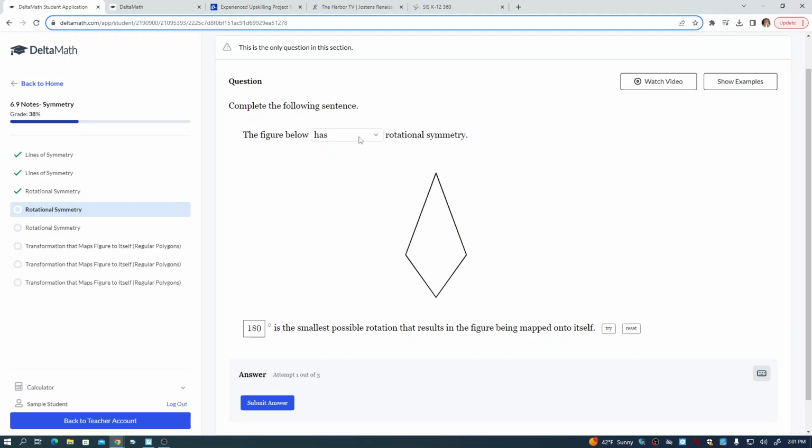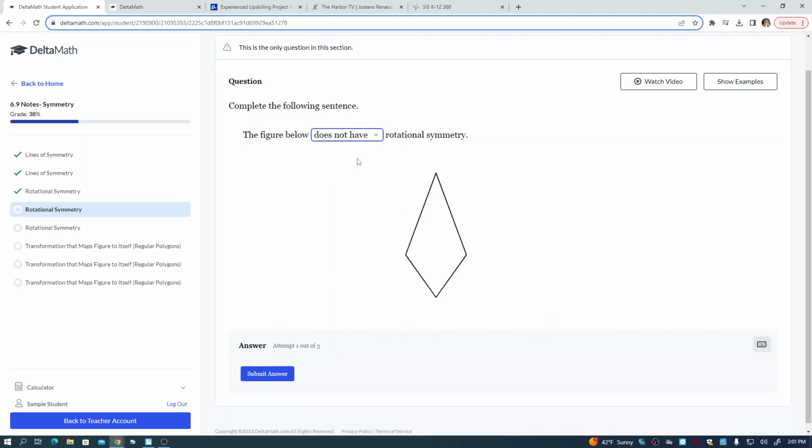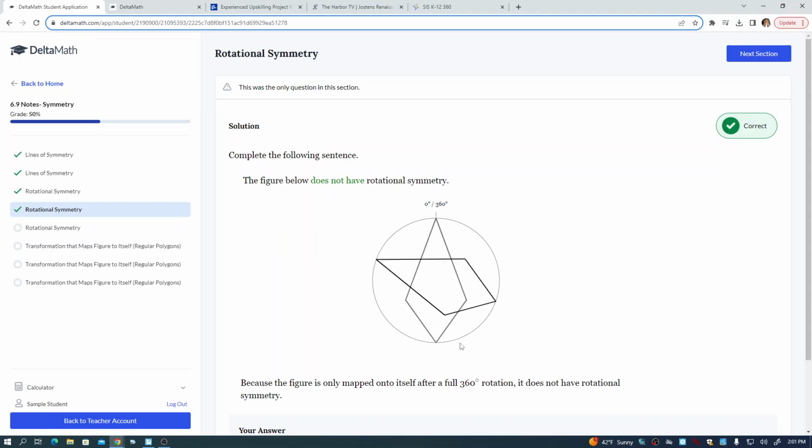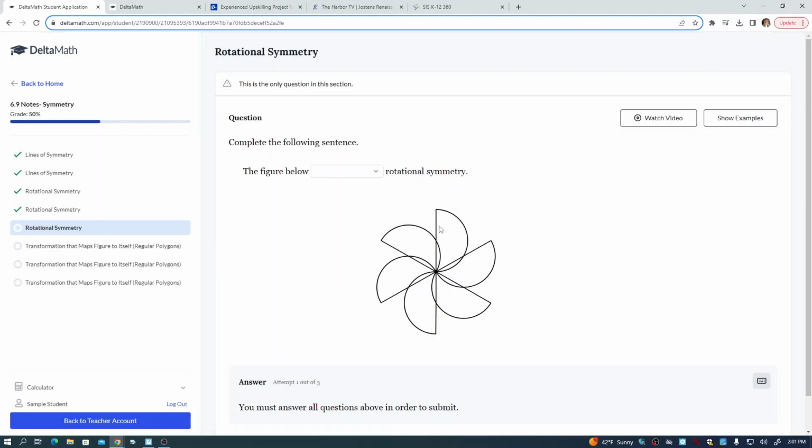So that's not going to work. So this actually does not have rotational symmetry, because no matter where I spin it, it's not going to map or be on top of itself until a complete revolution. Okay, let's try one more, this little pinwheel shape.